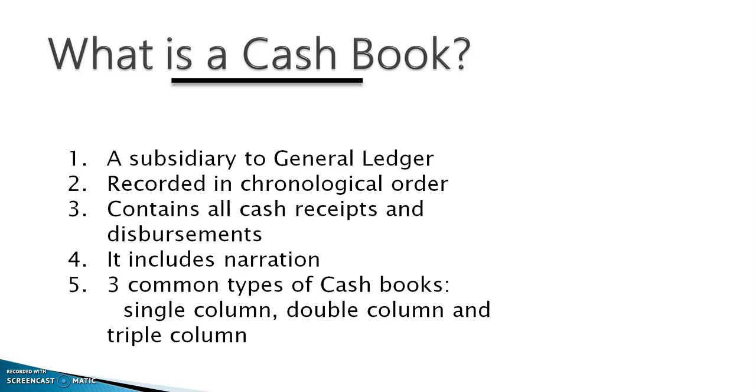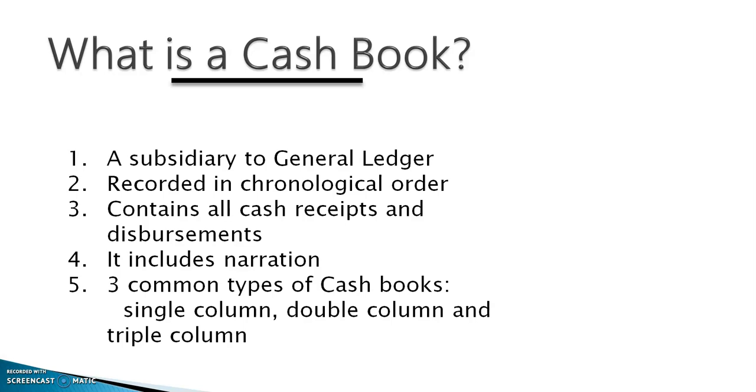Okay. Then number 4, it includes narration. Now include narration means whatever transaction you have written. Remember in journal also, below the transaction you write, being goods sold for cash. You start with the word being. So in cash book also, it is the same thing. Below the transaction you will write being, or what the transaction was.